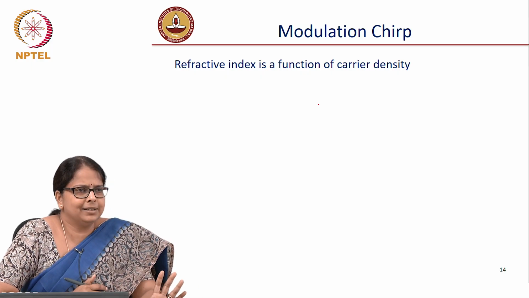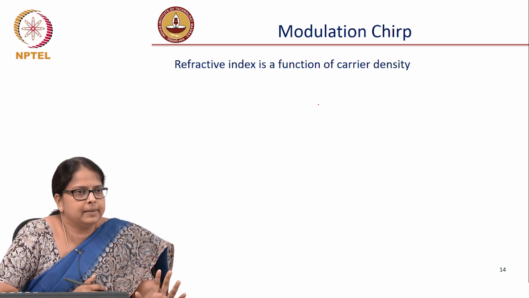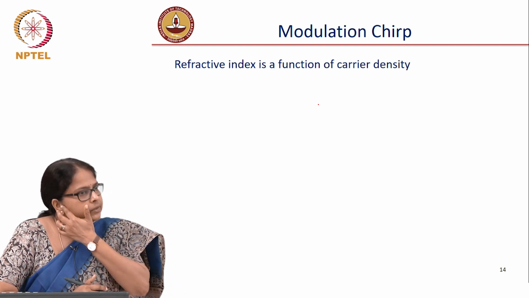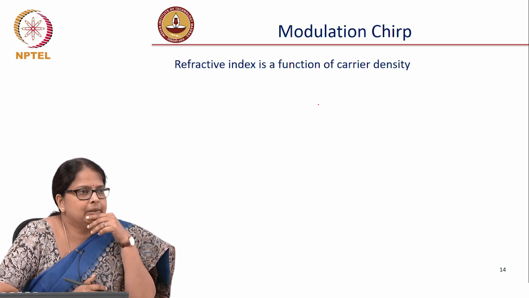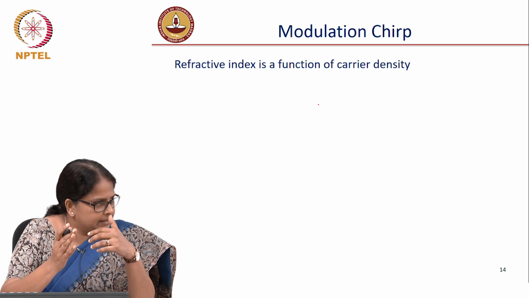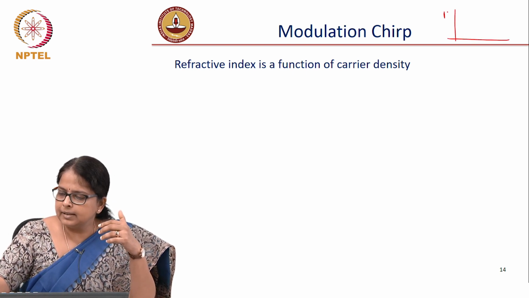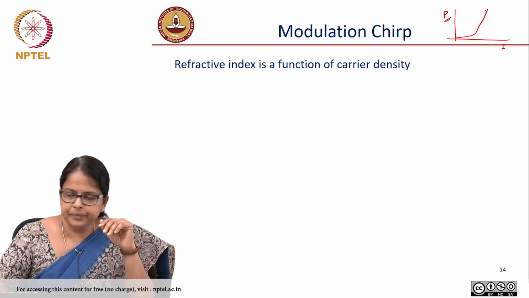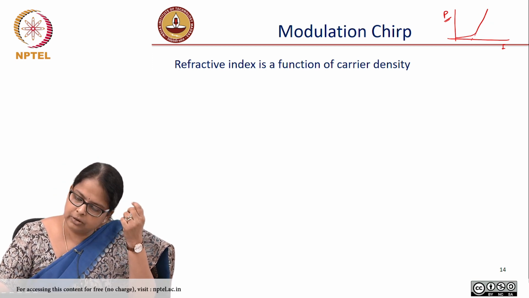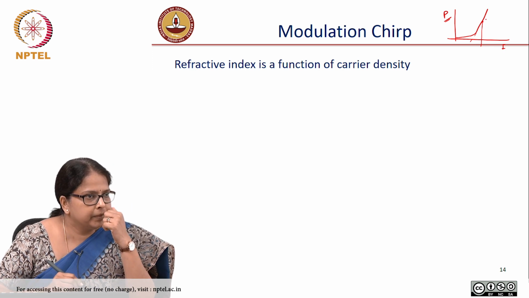If I take a semiconductor, depending on your carrier density, the refractive index is a function of carrier density. So, what is the consequence of this? Imagine I have a laser, and you are biasing it at a particular point. Let us say this is my LI curve of the laser. The Y axis can represent photon density or power or intensity. You have the threshold nature. Let us say I am biasing at this point.